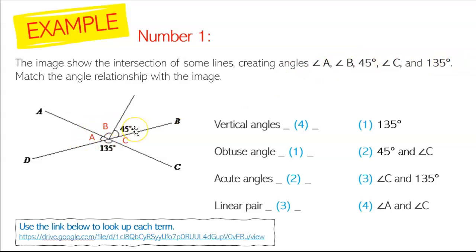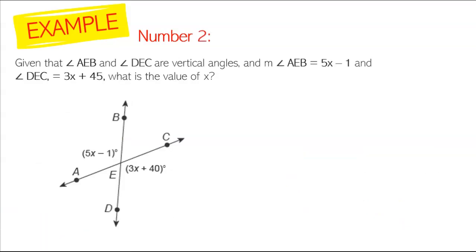A, B, and 45 degrees makes a linear pair. That's not one of our choices. We do have a choice of C and 135 degrees. You can see if we add these two together, they do equal 180 degrees. So use what you know, use what you have in your answer bank, and take your time going through number 1.